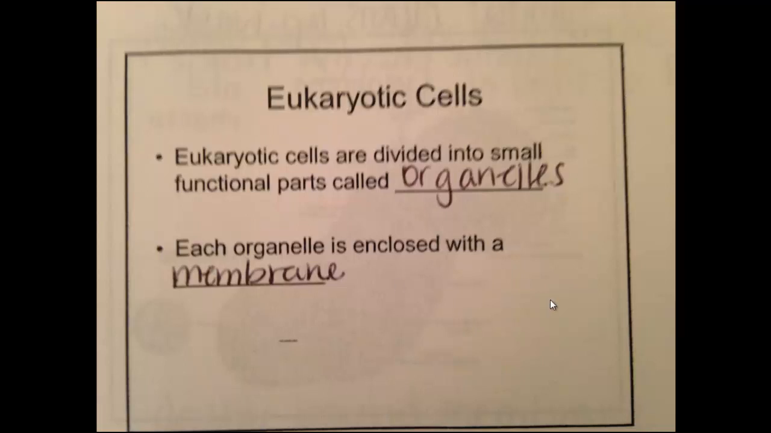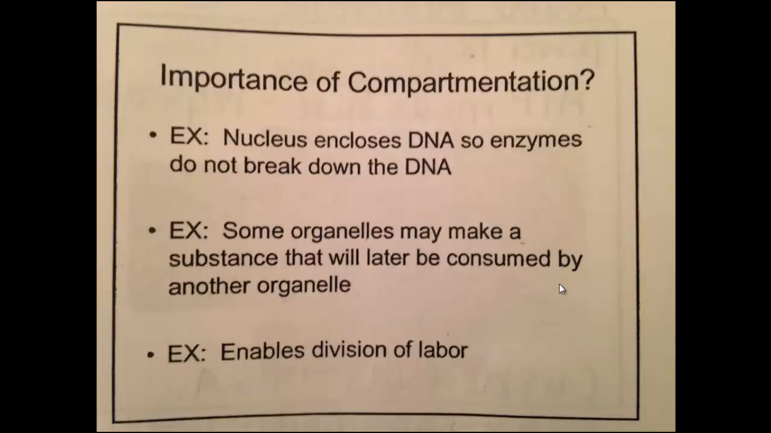Eukaryotic cells then are a little bit different. They are more complex. They have organelles that are functional parts. Each organelle has its own specific function to help that cell exist. And each organelle also has its own membrane. So these are membrane-bound organelles on the inside of the eukaryotic cell.